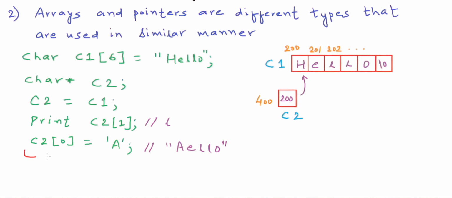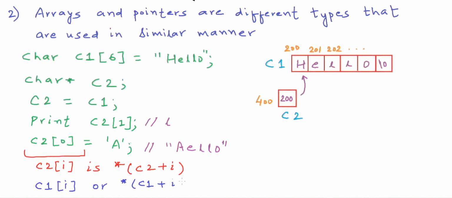When we write C2[i] for any position i, it is nothing but *(C2 + i). So C2 is the base address. C2 plus i will take you to the address of the ith element. So in this case, let's say C2 plus 2 will be 202, and if we put this asterisk operator, we are basically dereferencing and finding out the value. So these two syntaxes are alternate syntaxes, and even if it is an array name, we can write these two as substitutes for each other. So this was all the similarity in how we actually use arrays and pointers to read and write.